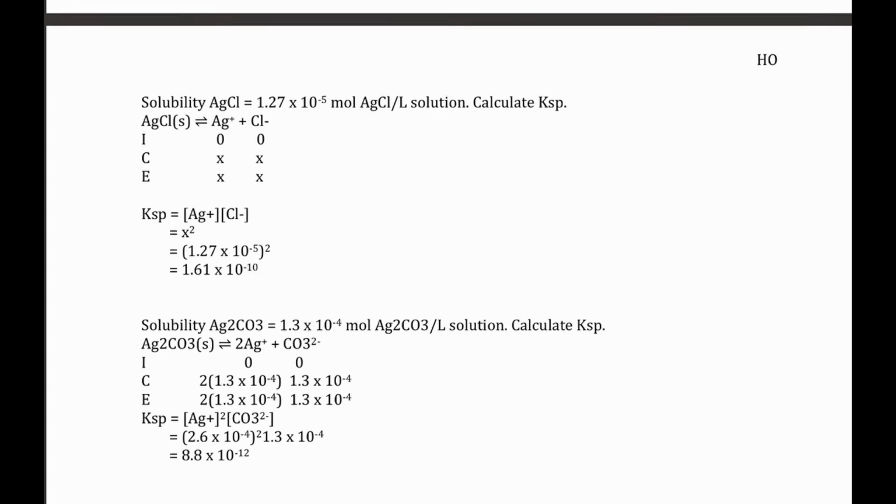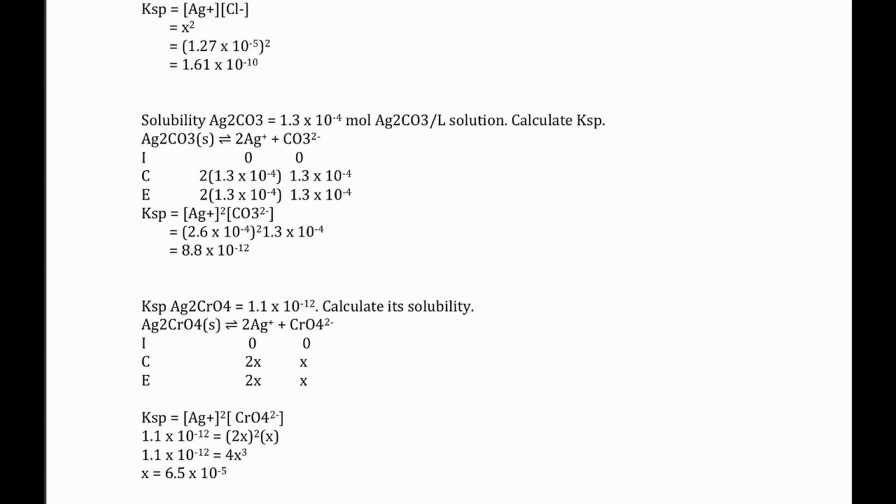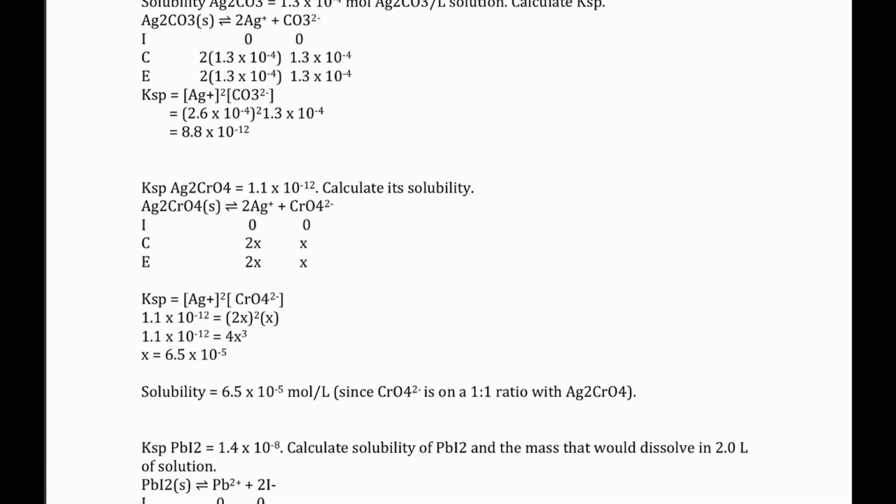In our next problems, we will go from Ksp to solubility. We have the Ksp for this silver chromate of 1.1 times 10 to the minus 12, and our problem is to calculate its solubility. So we look at the reaction as it decomposes. Notice we have 2 Ag+ and CrO4 2- because of the fact that there are 2 silver ions for every 1 silver chromate.